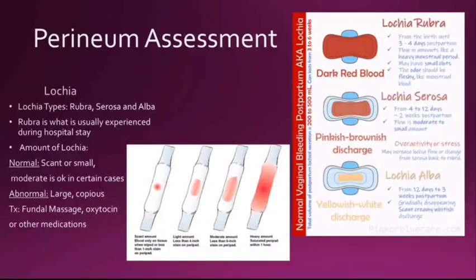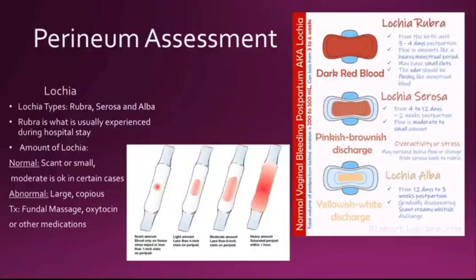So normal bleeding is going to be scant or small. A moderate amount of bleeding is okay in certain circumstances, but not every circumstance. But your abnormal findings would be a large or a copious amount. So let's talk about that. Scant means there's just a little bit of a smear on there. If you look at that picture there, it talks about scant being a 1-inch stain on the peri-pad. Your light or small, if you look on there, it says a 4-inch stain on a peri-pad.